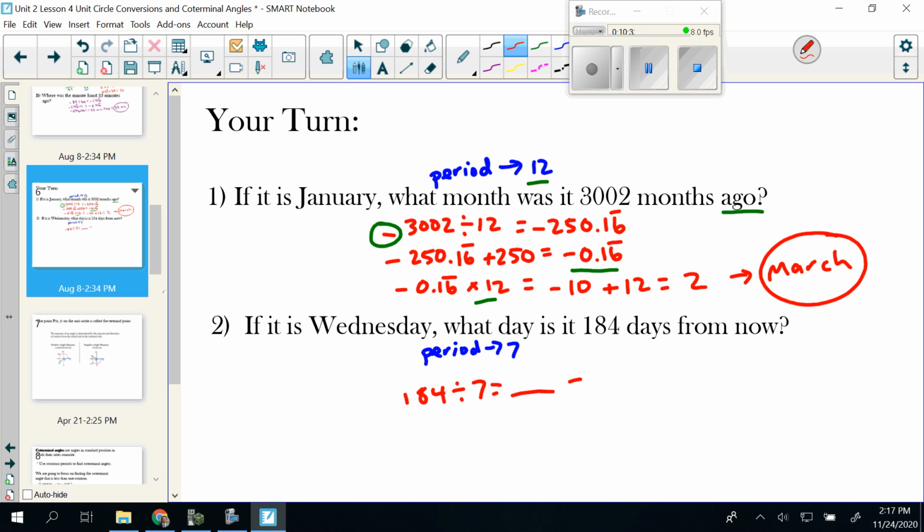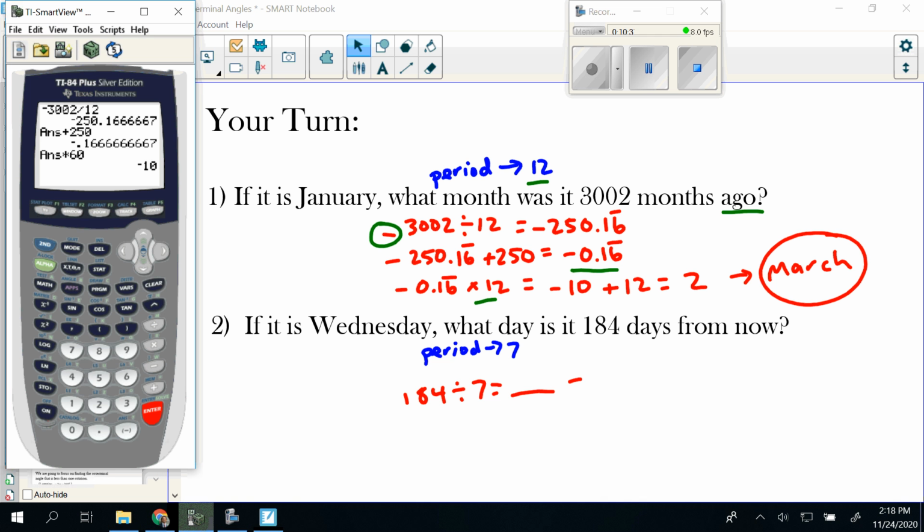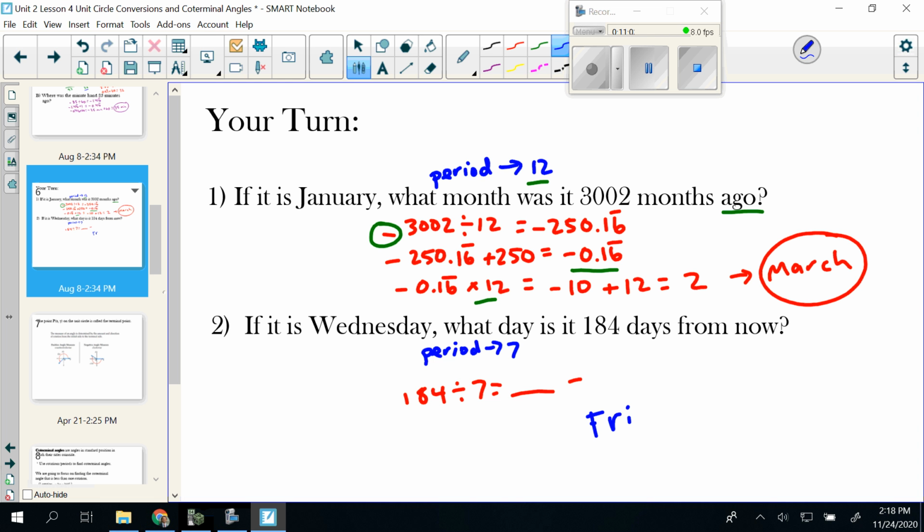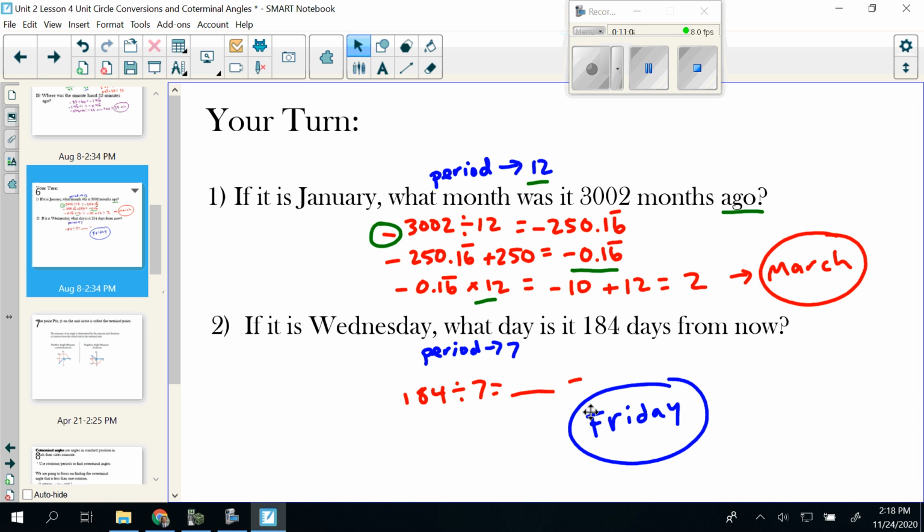All right, the other one, here our period with days would be 7, and this is in the future here, so it'd be positive. So if you take 184, divide by 7, you're going to get this. That's 26 weeks in the future here, so let's subtract off that 26. Now we just got the extra times back by the period of 7, and we get 2, so it'd be 2 days from Wednesday, which would be Thursday, Friday. So you got Friday for this one. Nice job.